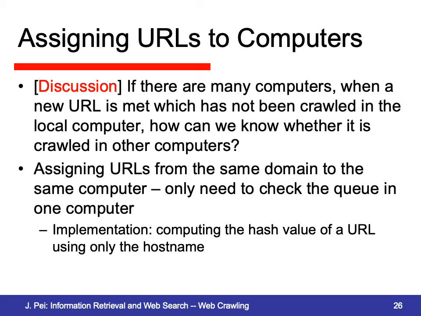One idea we can do is that we can use hashing, so that one crawler is in charge of one set of URLs. Therefore, we can assign the URLs from the same domain to the same computer. We only need to track the queue in one computer. This is implemented by computing the hash value of a URL using only the host name. And indeed, we don't need to worry about whether there's any duplicate, because once we compute the hash value, it is a unique value and maps to one computer.